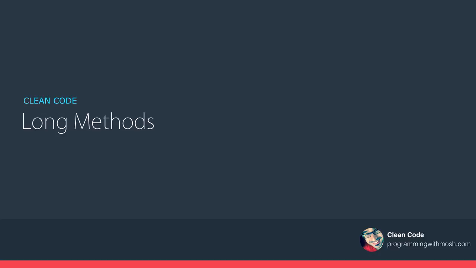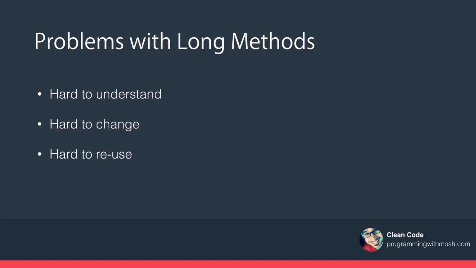In fact, on a scientific level, we humans can keep up to 7 things at a time in our conscious mind, which means when we read a method that is 50 lines of code, or 100 lines of code, or 200 lines of code, we have to keep track of a lot of things from the top of the method to the bottom. So there are essentially 3 problems with long methods. They're hard to understand, hard to change, and hard to reuse.